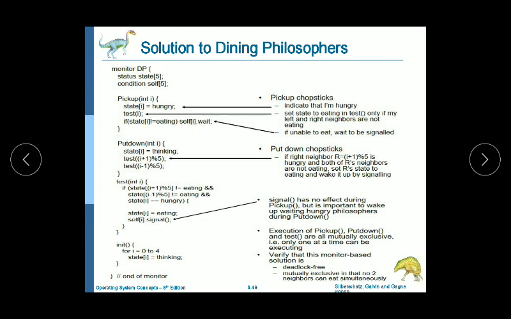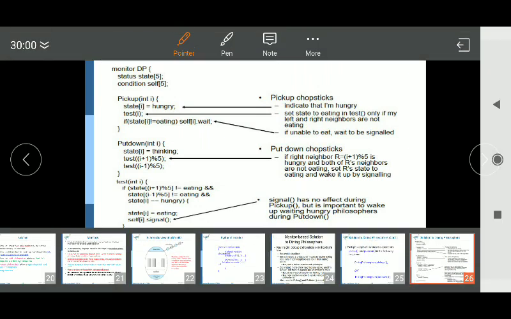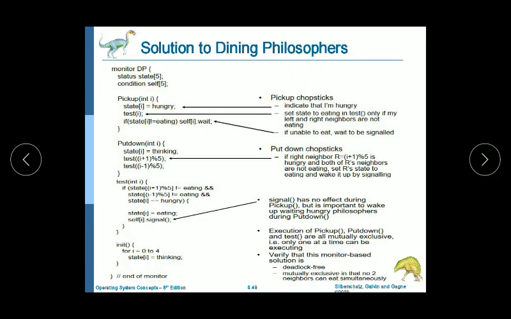See, the first line: monitor DP. The name of the monitor is DP. We have the state array for 5 philosophers, and condition self[5], a condition variable array which has 5 memory locations. First, the pickup function with int i. state[i] = hungry. The explanation is over here: indicate that I am hungry. State[i] set to hungry means the particular philosopher is hungry.